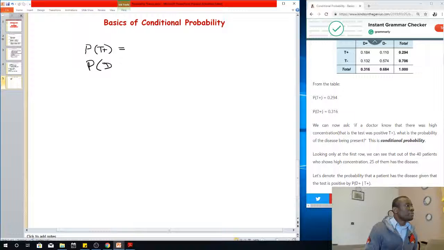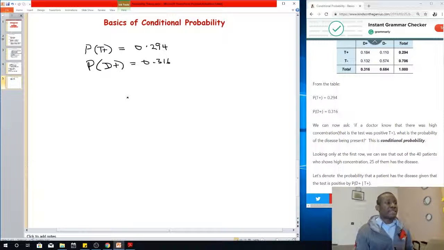Probability of D plus is equal to, this is 0.294. Probability of D plus is whatever we have here, which is 0.316. Now we can ask, if a doctor knows that there is high concentration, that is the test was a positive test, T plus, what is the probability of the disease being present? That is now conditional probability.